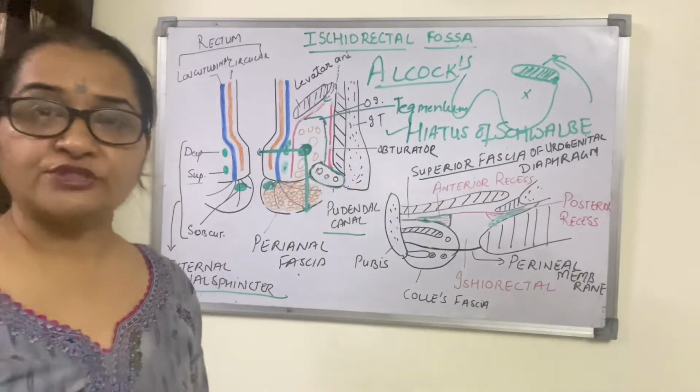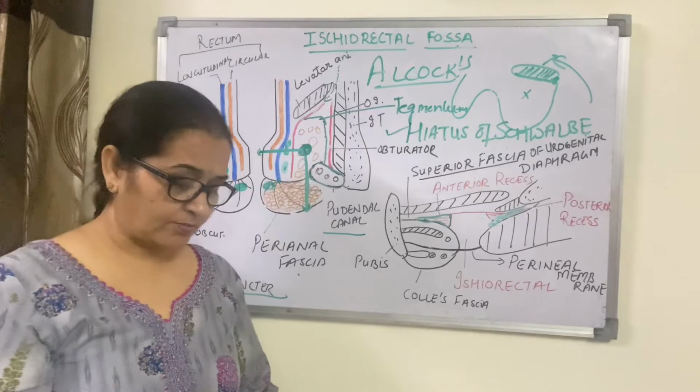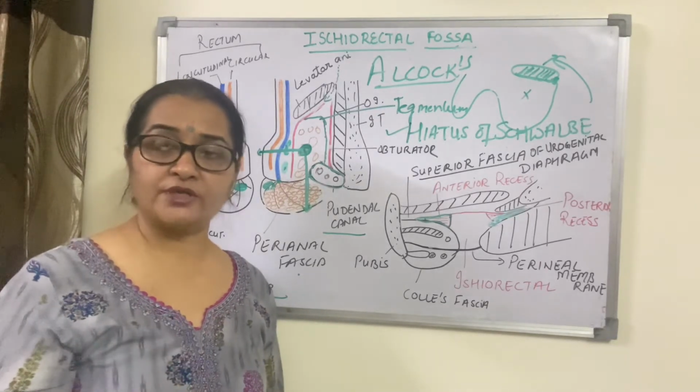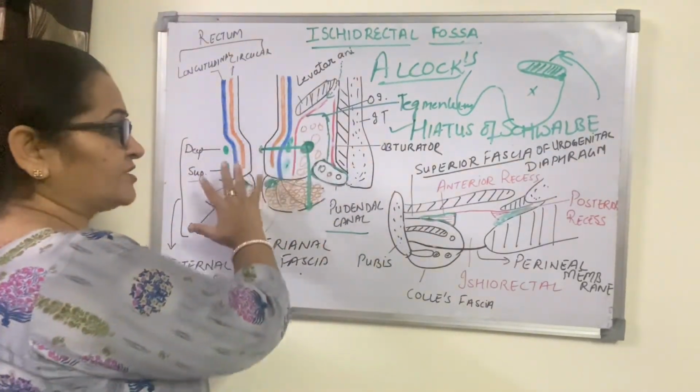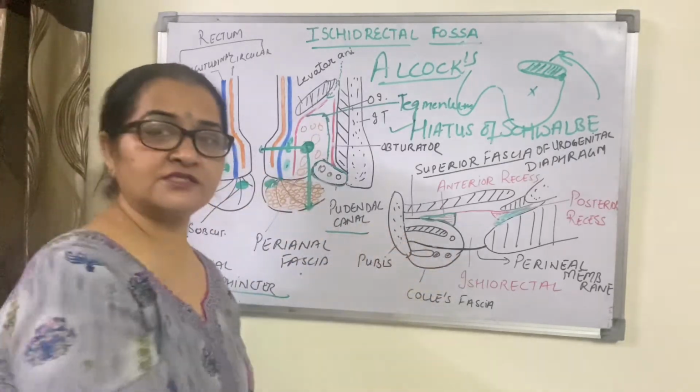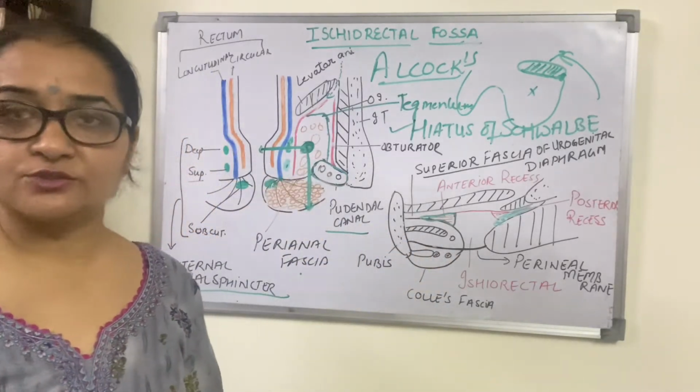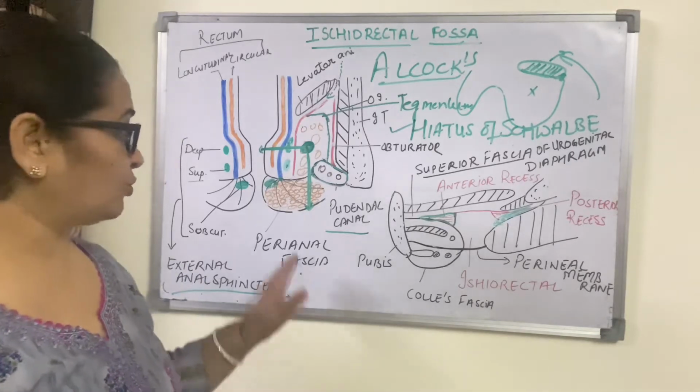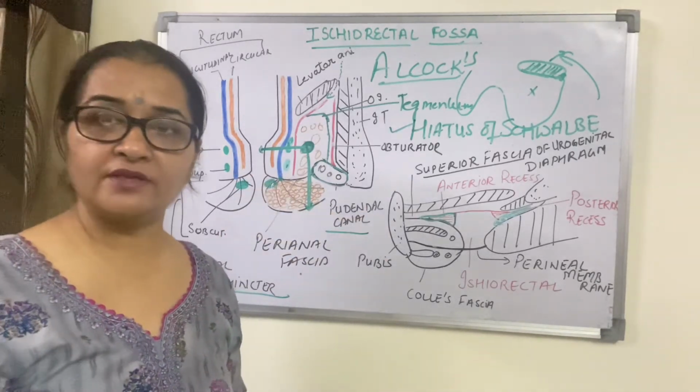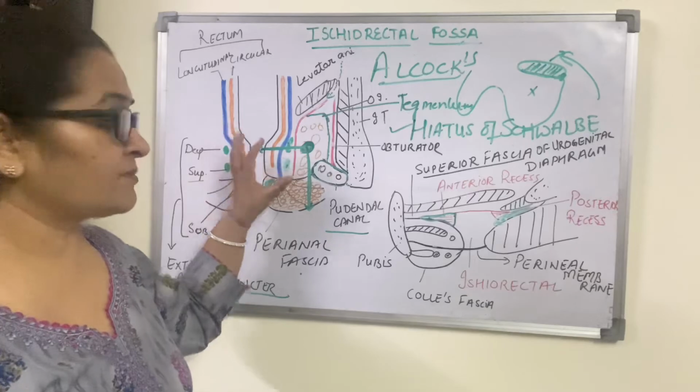So this is all about the ischiorectal fossa. My main concern was to make you understand what this coronal section and this parasagittal section depict. The students find difficulty in correlating these things, and how they are happening. So my aim is just to summarize the things.